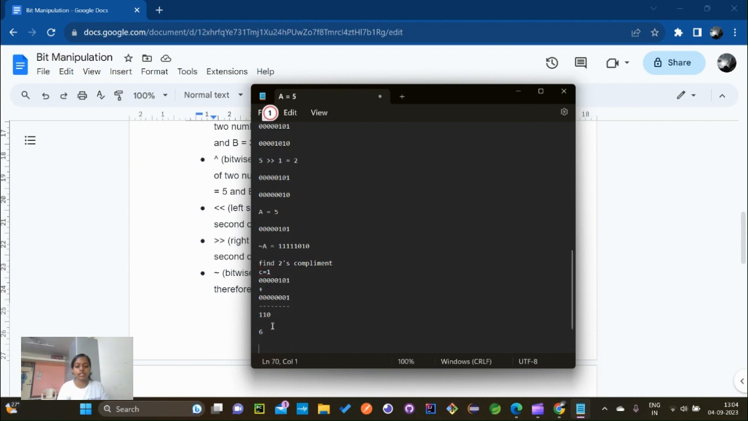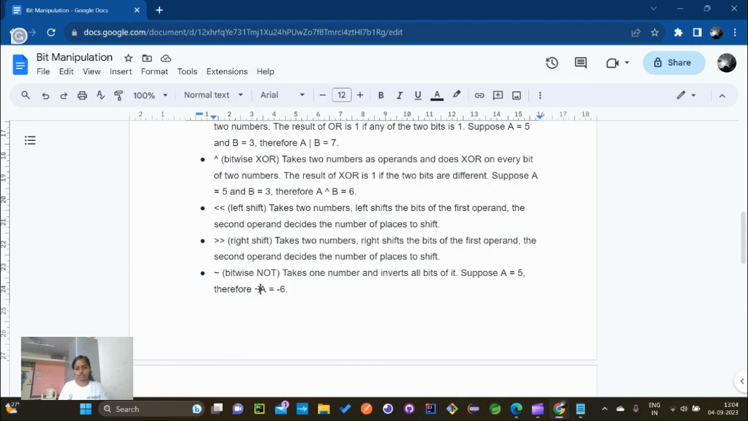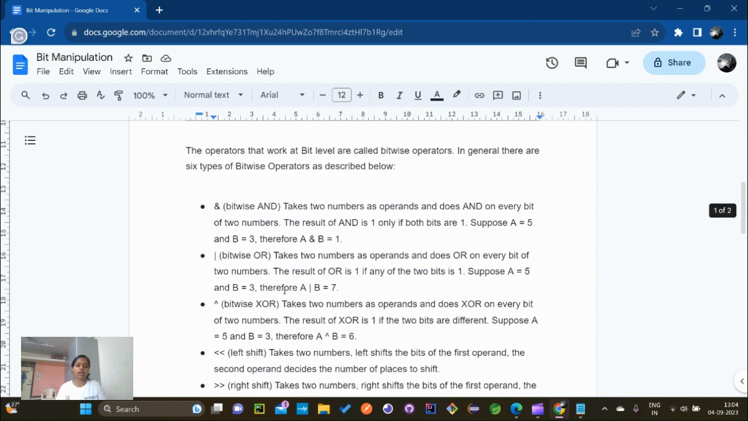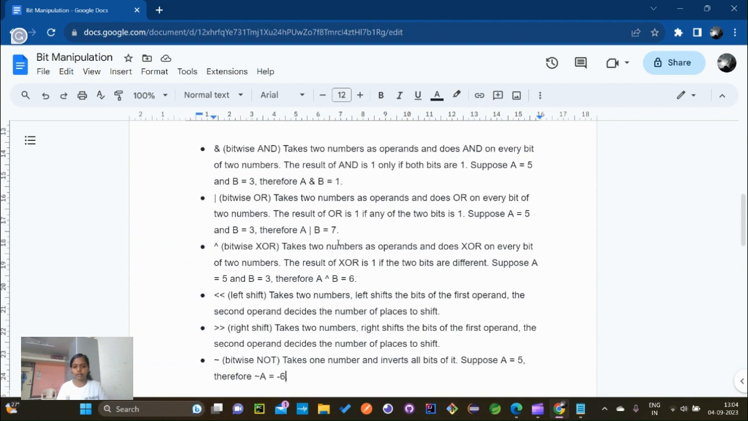And it's a negative number, so what we write is not of a equal to negative 6, I mean minus 6. So this is the answer. So in this way we use the bitwise not operator, and we have seen these different bitwise operators.